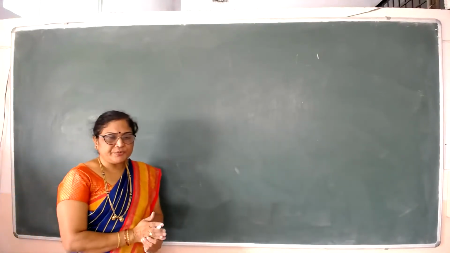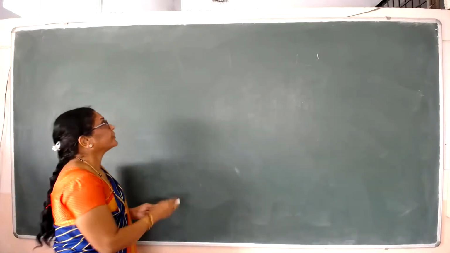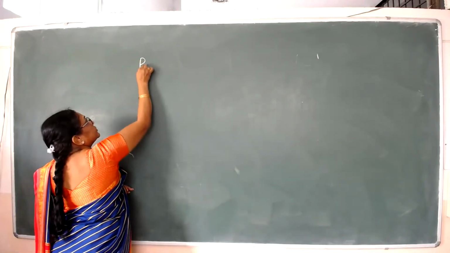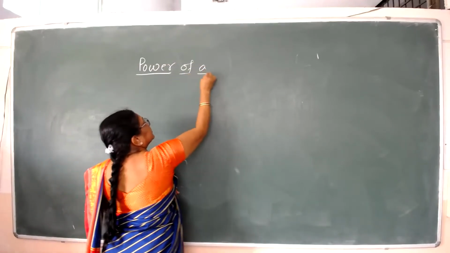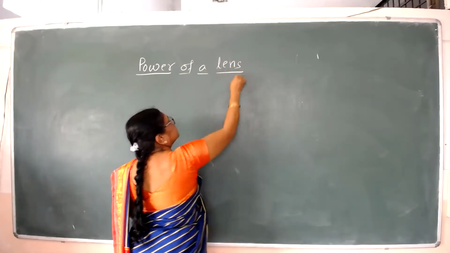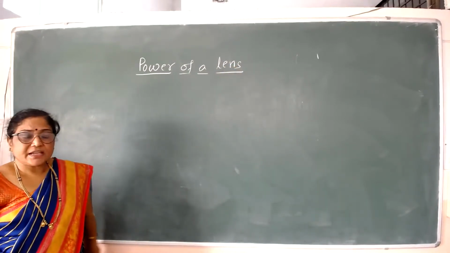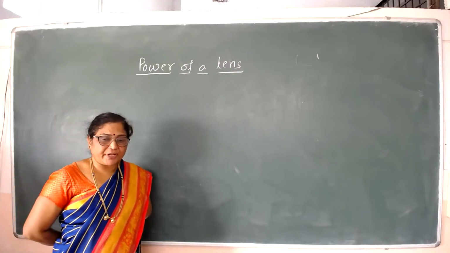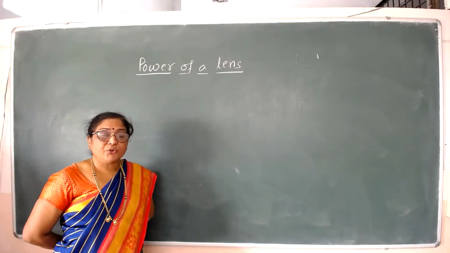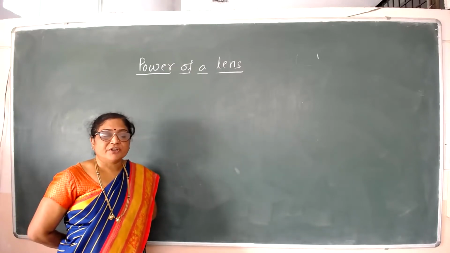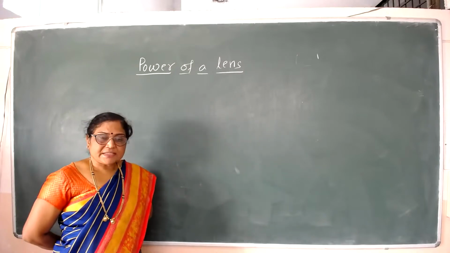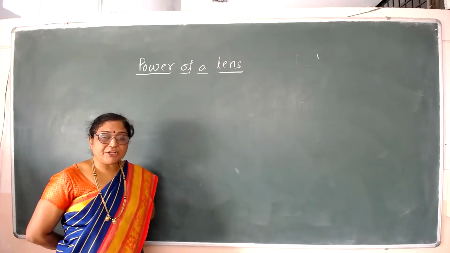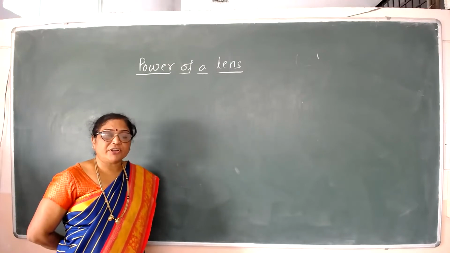Next part of this chapter, the power of a lens. Power of a lens is the ability of the lens to converge or diverge when a ray of light is incident on it. So power of a lens is defined as the ability of that lens to converge or diverge the ray of light incident on it.